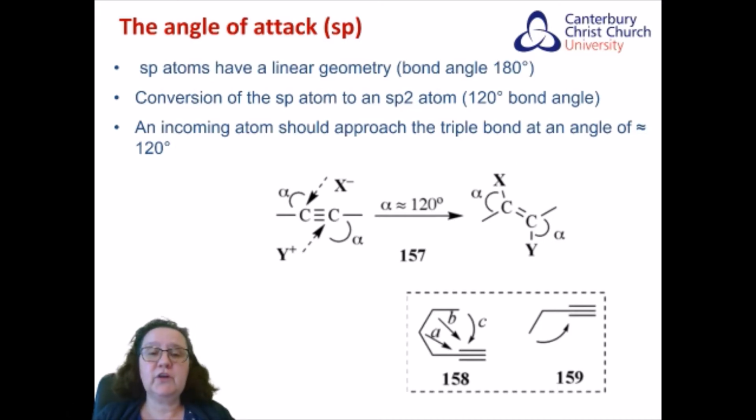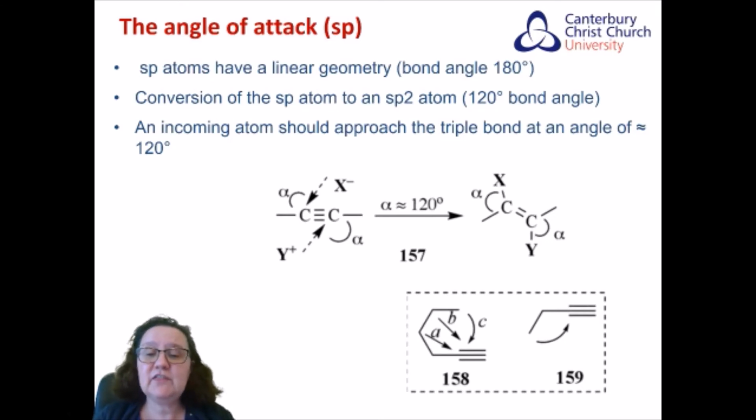sp atoms, for example, an alkyne or a nitrile group, have a linear geometry. So you have a bond angle of 180 degrees. And when the reaction takes place, you convert your sp atom into an sp2 atom, which will have a 120 degree bond angle. So the incoming atom needs to approach from an angle of 120 degrees for the cycle to form. And that's the best angle of attack for the reaction to take place.